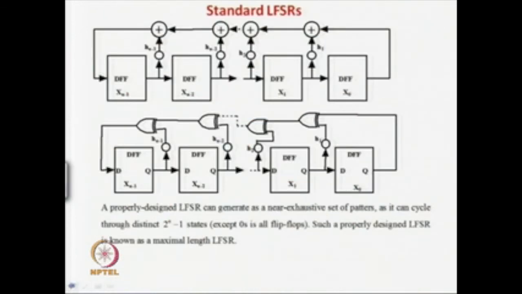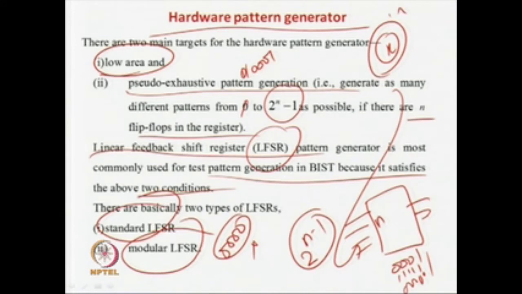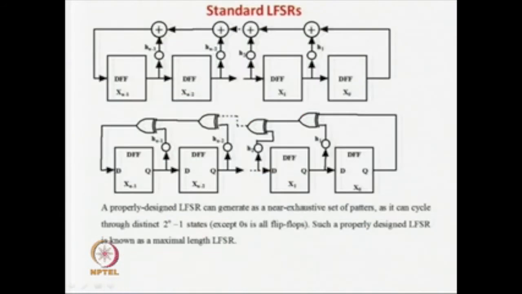So, there are two types, standard LFSR and modular LFSR, linear feedback shift register. So, this is the standard LFSR. Why do we call it a linear feedback shift register? Because you can see there are a lot of feedbacks over here. Now, we will study that in a bit more detail so that we can see what is basically happening.